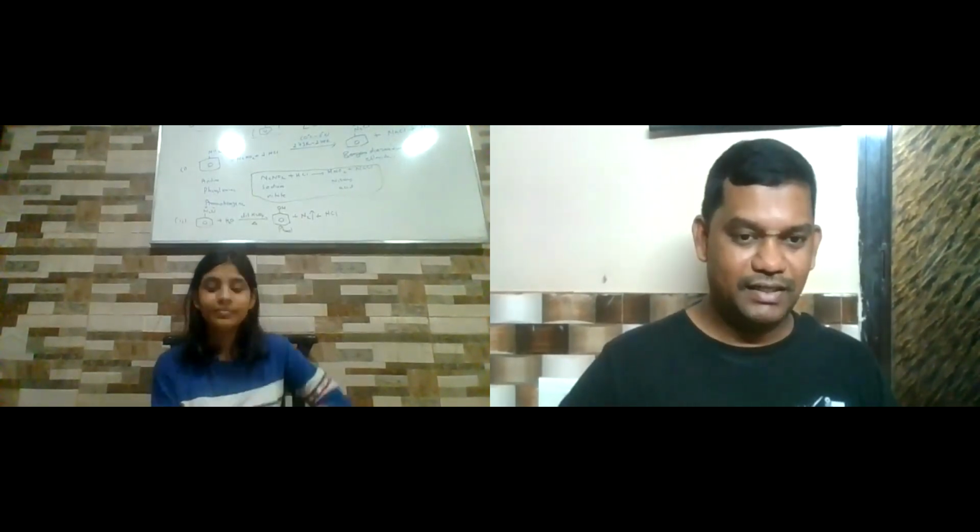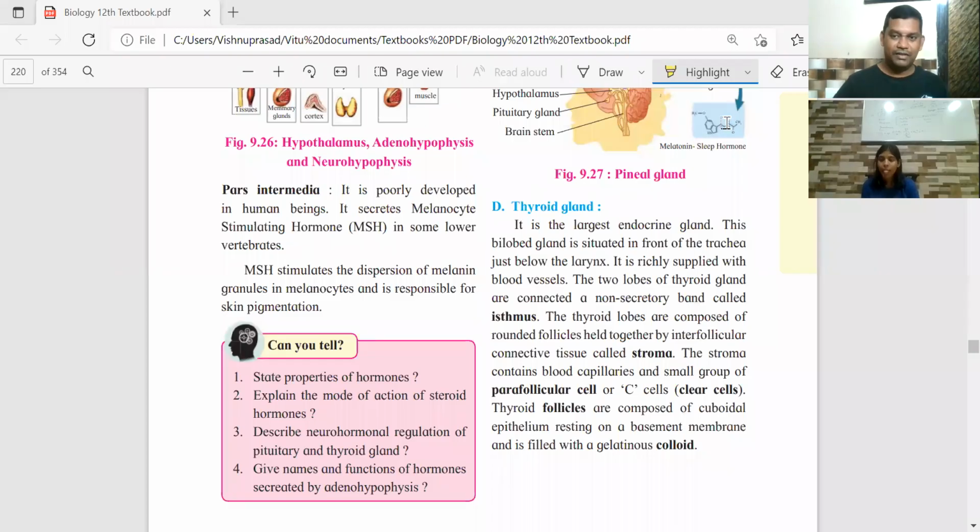Okay, Supriya, let's continue with the endocrine system. We had started discussing the major endocrine glands in the body, and we had completed studying the pituitary gland as well as the pineal gland. You remember the structure, the location, the functions of the glands, the various hormones produced by it, right? Now let's take a look at the remaining glands.